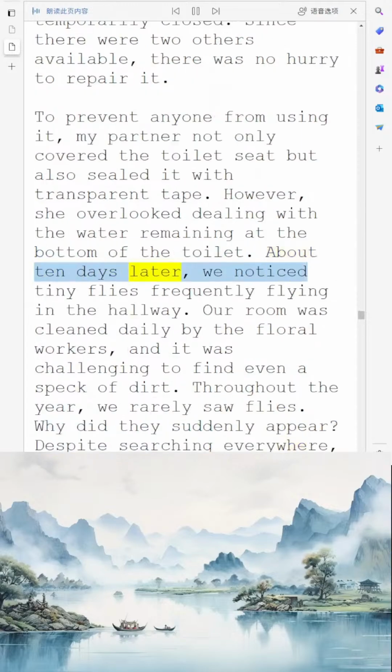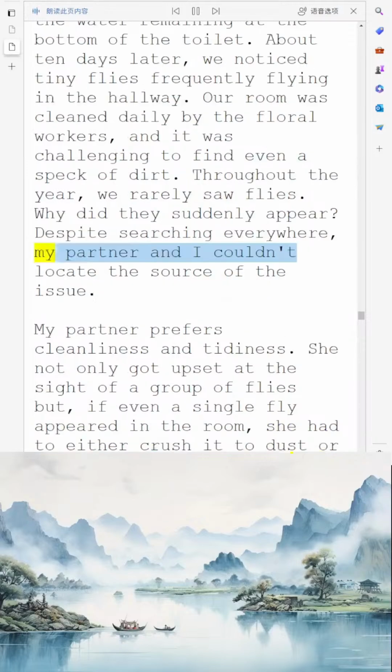About 10 days later, we noticed tiny flies frequently flying in the hallway. Our room was cleaned daily by the floral workers, and it was challenging to find even a speck of dirt. Throughout the year, we rarely saw flies. Why did they suddenly appear? Despite searching everywhere, my partner and I couldn't locate the source of the issue.